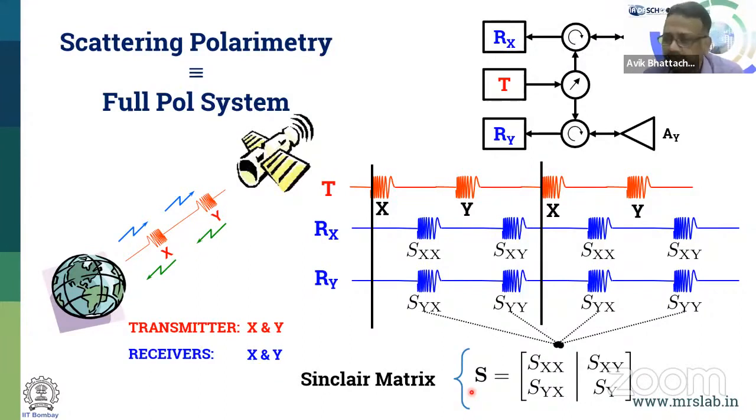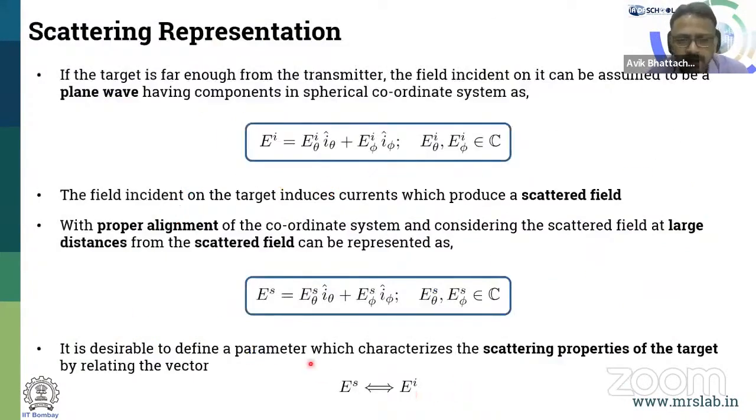Now, how do we have this representation? What happens is that if I have a target far enough from the transmitter, the field incident on it can be assumed to be planar, so it's a plane wave. So we have the incident wave, which we can write in terms of spherical components over here, and each of these components is complex. The field incident on this target of course induces a current, which then produces a field. And of course, we have the proper alignment of the coordinate system, and then we see the scattered field. At a large distance, the scattered field can be represented in terms of this ES, again in terms of theta and phi, and these are all again complex.